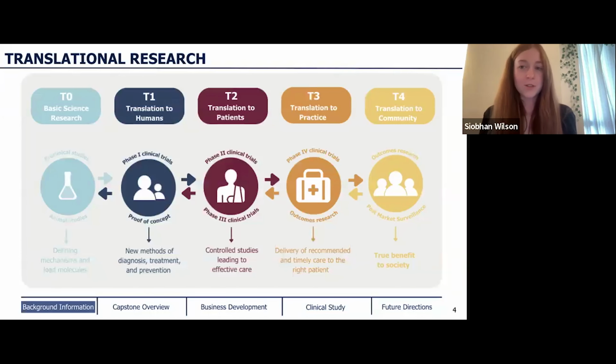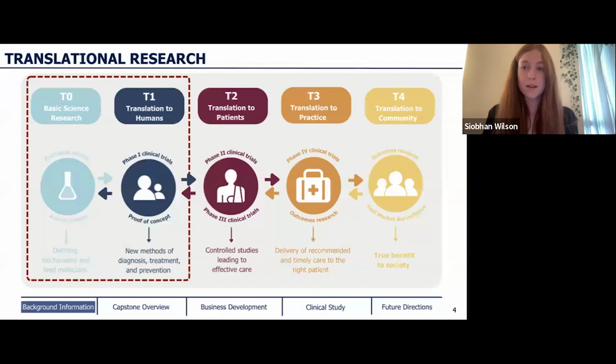The process of translational research is often classified by different stages of translation, which range from basic science research, as you can see on the left, to implementation and dissemination research, as you can see on the right. Our capstone project falls here, in what is commonly referred to as bench to bedside research. And now I'll pass this over to Jess to provide some background information on our project.